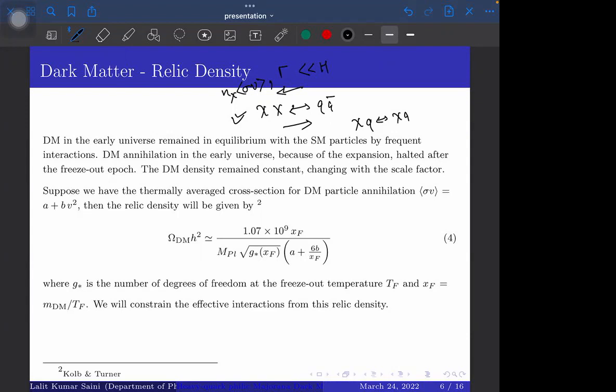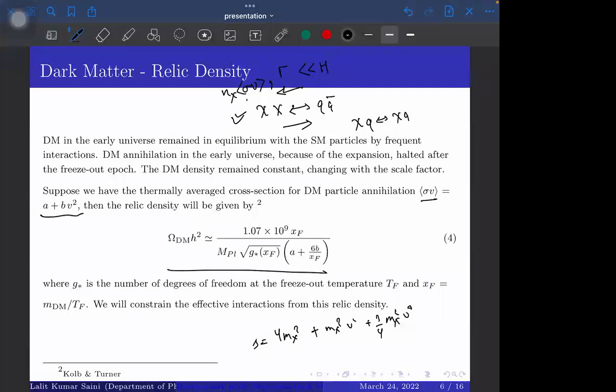Now if we have this cross section in the form of a plus b v squared, as I can expand, s by 4 m chi squared plus 3 by 4, where s is the invariant mass squared of my two dark matter particles. As I can expand and get my thermally averaged cross section in terms of a plus b v squared, then I can get my relic density using this formula. This formula is derived from the Boltzmann equation.